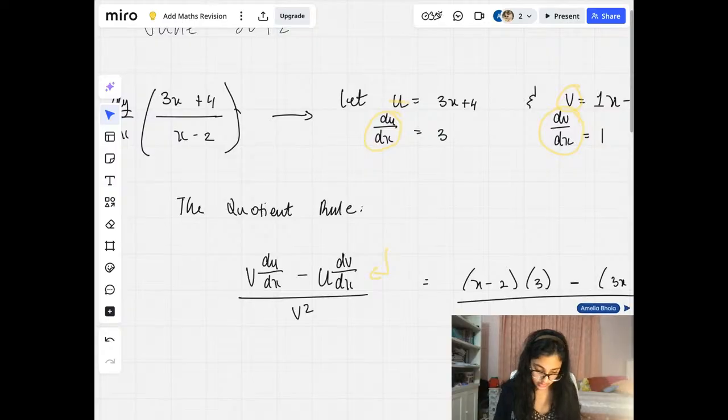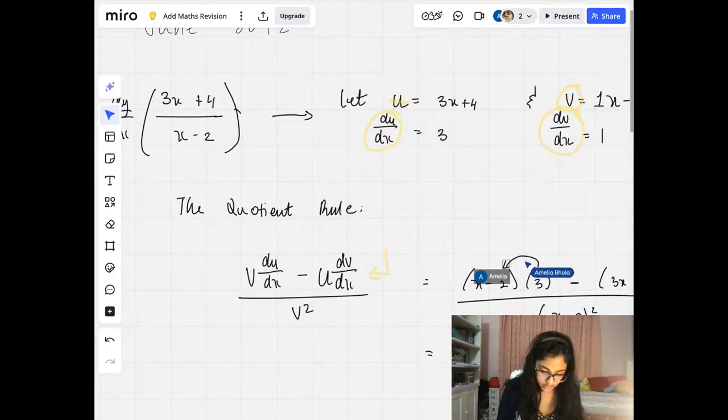All over v squared. So that's x minus 2 squared. So I'm just going to simplify the top, and you can leave the bottom as it is because it's factorized already. You don't want to expand that. So I'm going to use the distributive law over here. I kind of wrote it backwards because that's the order it's in, but you could write it like this as well, by the way. So it's 3x minus 6.